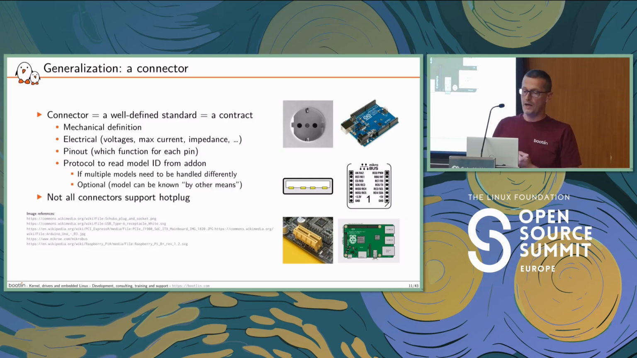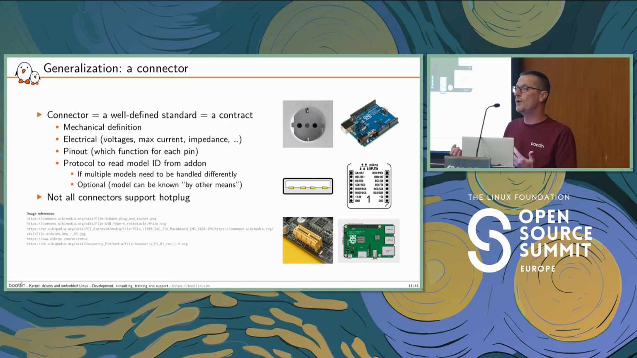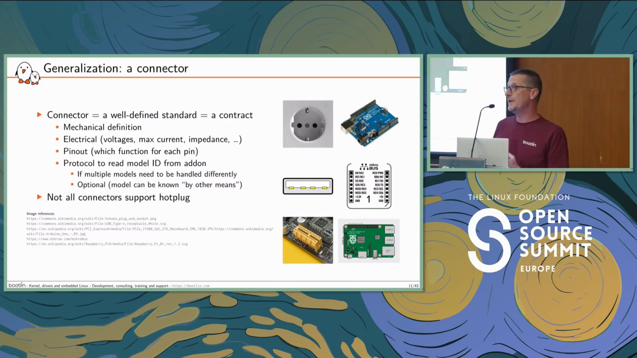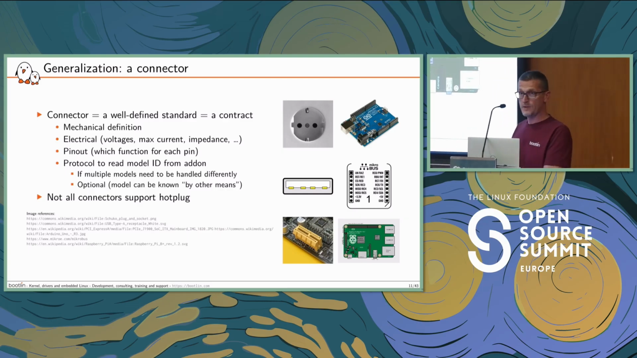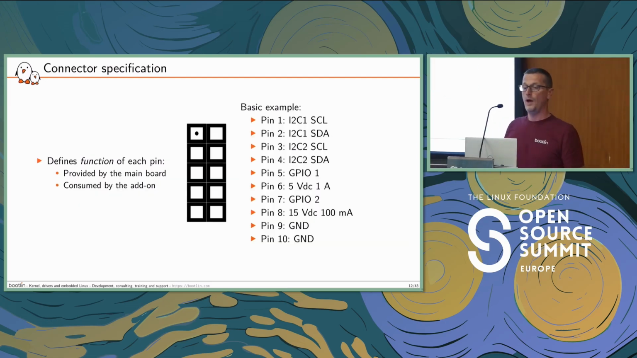So in the power plug example, which is probably a bit stupid, it has mechanical, electrical, and pin-out definitions. Some of the connectors also have a way to discover what is connected, like USB and PCI, we all know. Some others don't, such as many developer boards that don't have a way to discover the model of add-on that is being attached. However, in this case, that must be known by some other means. Typically, the user must know and manually load an overlay or prepare that in their build system. So not all of them support hotplug, but that's just one feature that not all users will use.